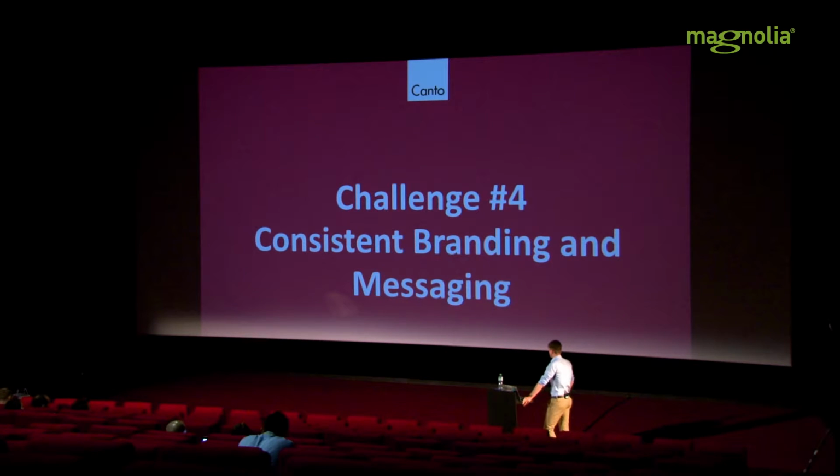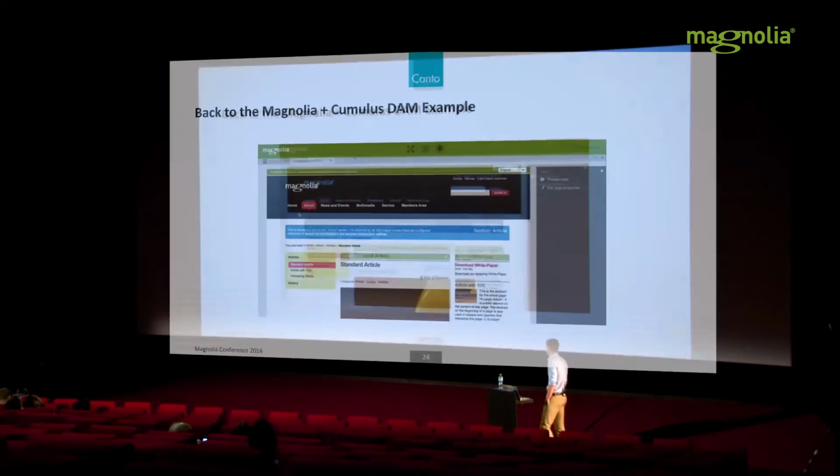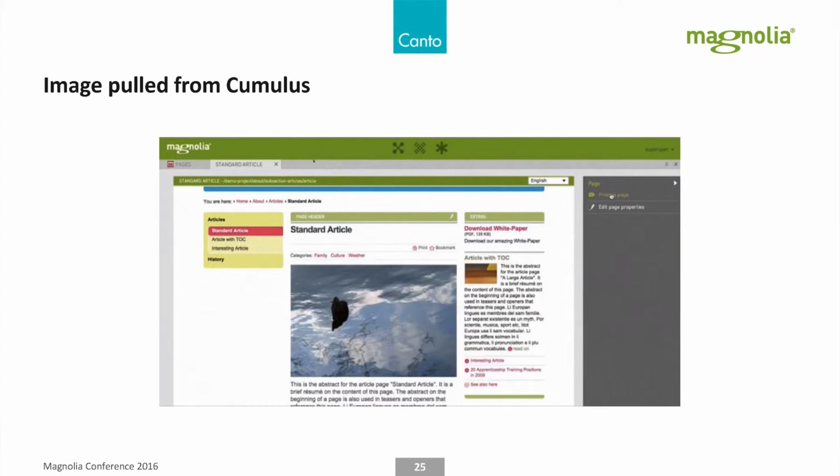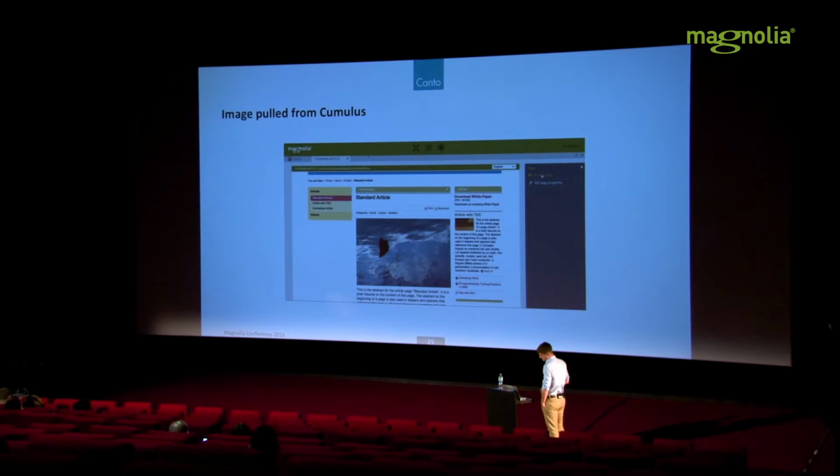Another challenge is to have consistent messaging, consistent branding, so that you tell your customers the same story on all the touch points. So we go back to the Magnolia Cumulus DAM example, and what you see here is the standard Magnolia article, a simple demo page. What we're going to do now in this example is exchange the image that comes from Magnolia with an image from Cumulus, our DAM system. And so you only have to manage the assets in one location.